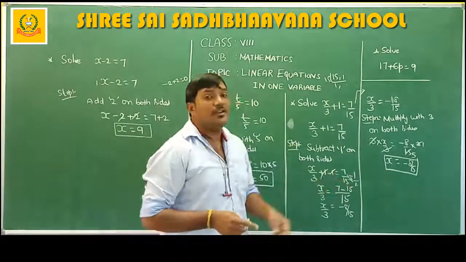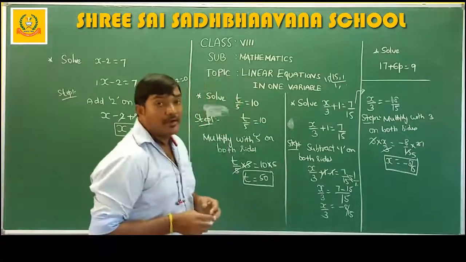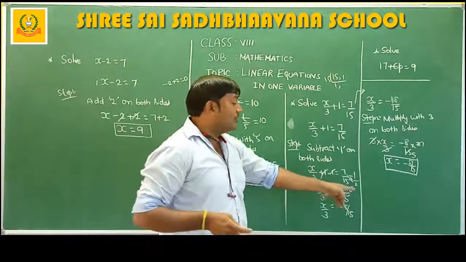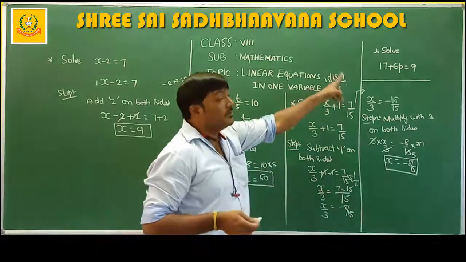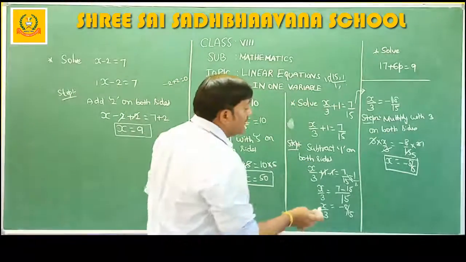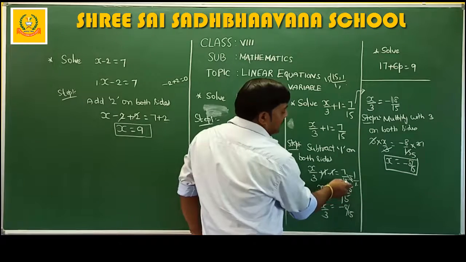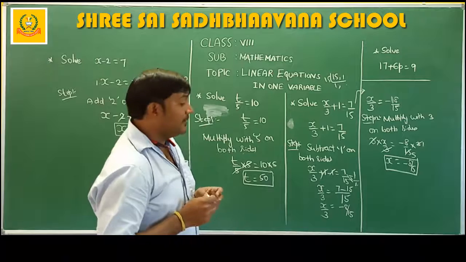So 7 by 15 minus 1. When you do that, what is the LCM of 15 and 1? Because 1 can be written as 1 by 1. Correct? So 15 and 1, what is the LCM? 15. So first cross multiply: 7 into 1, 7, minus 15 into 1, 15. So 7 minus 15 by 15.